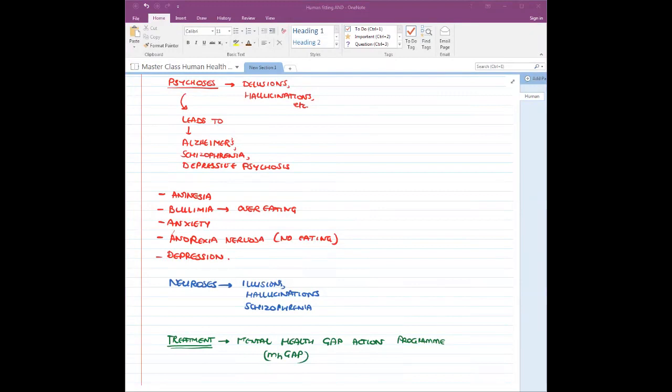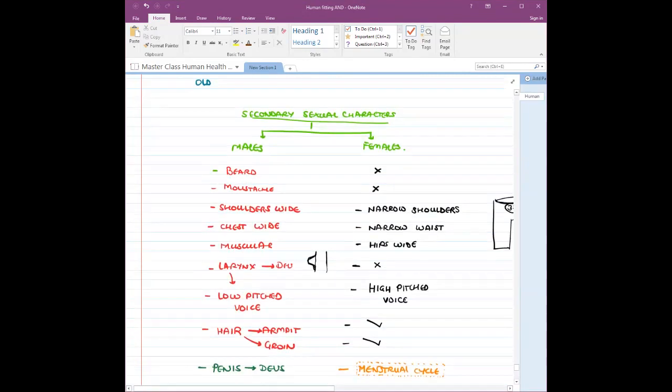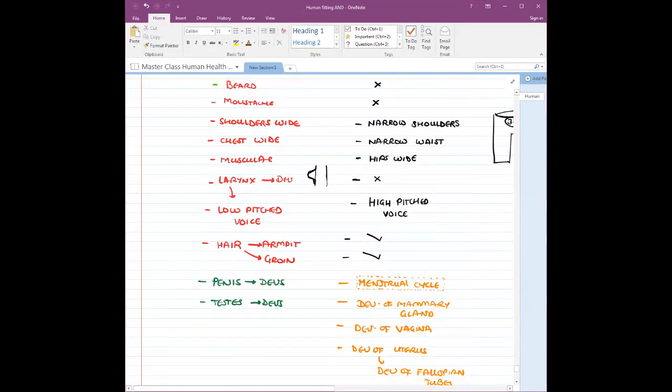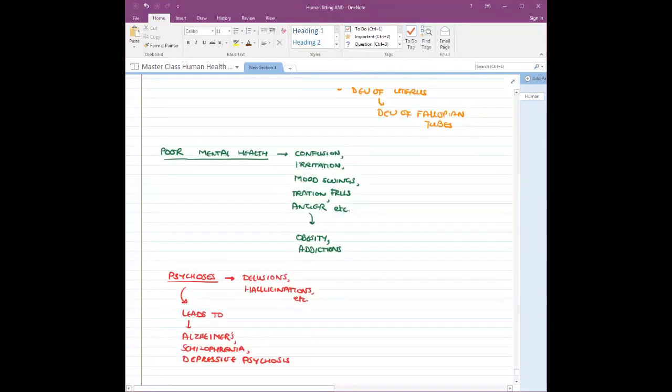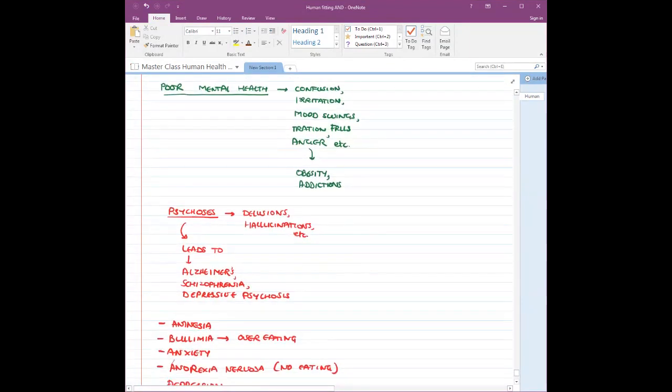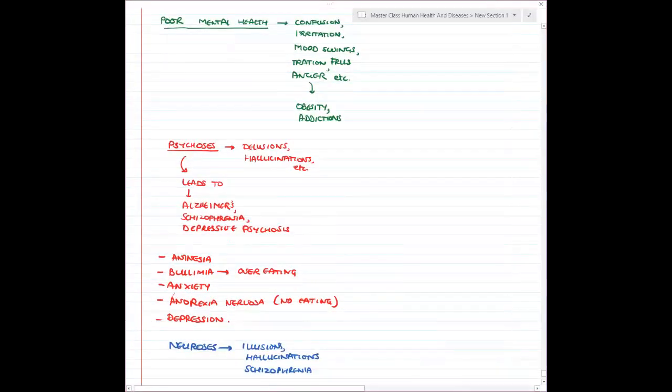So this is what we need to know with regards to your secondary sexual characters, guys, and the changes that are taking place in your body and your mental health. Is everybody all right with this? Sure, no issues with this.